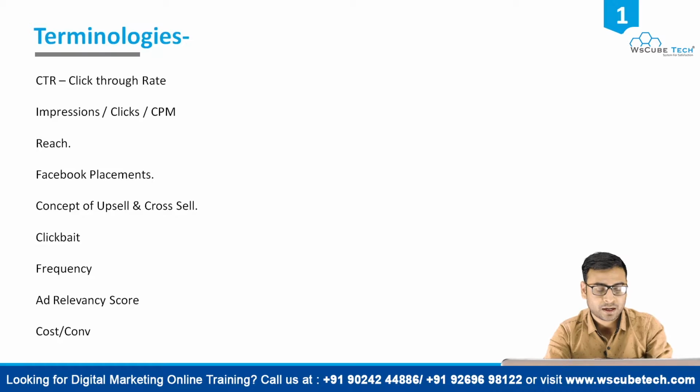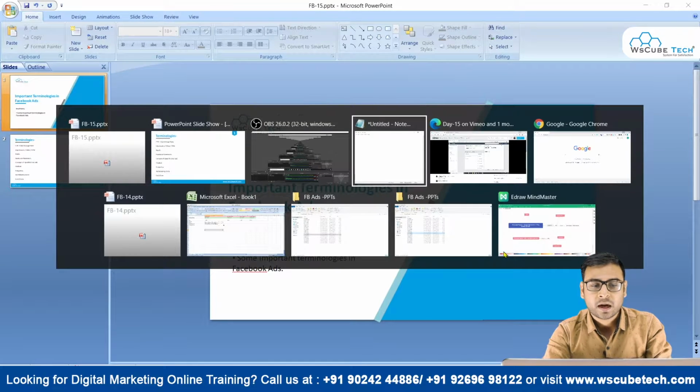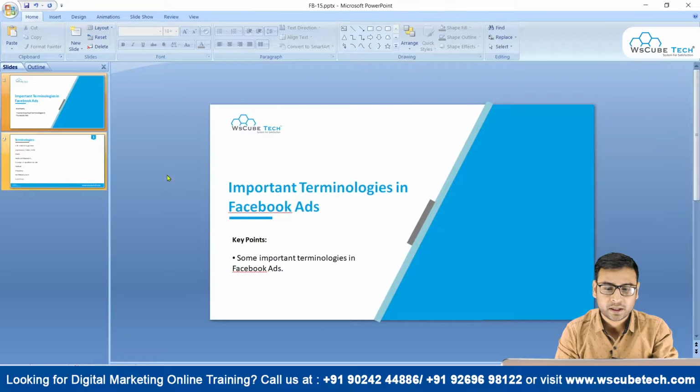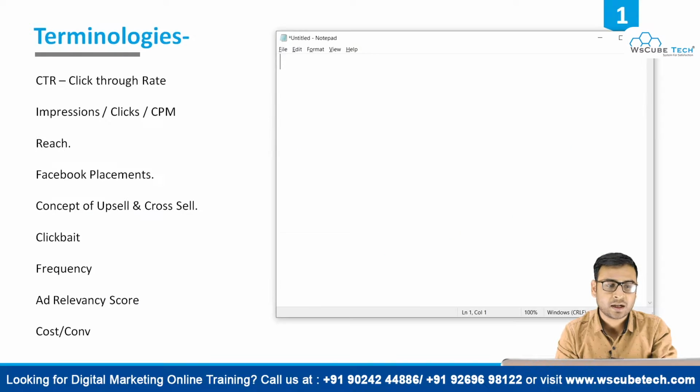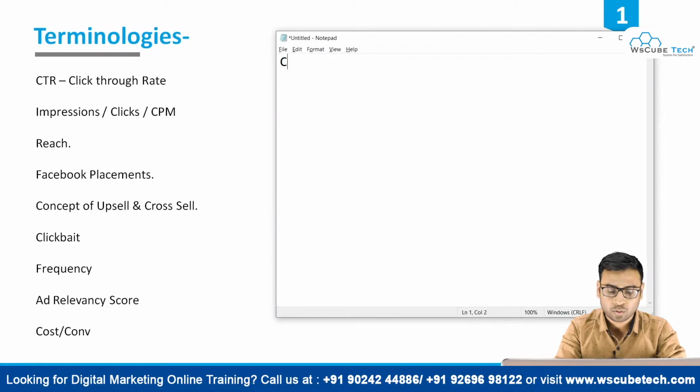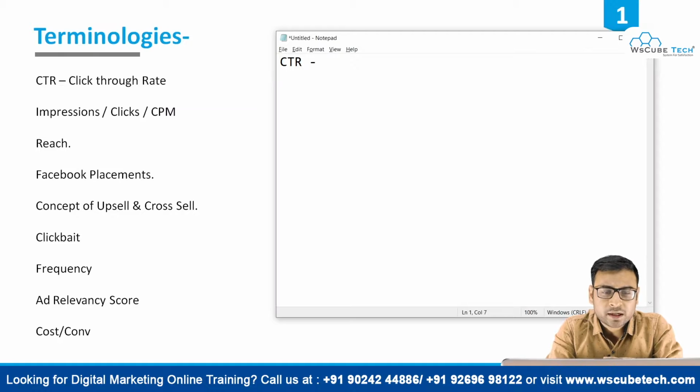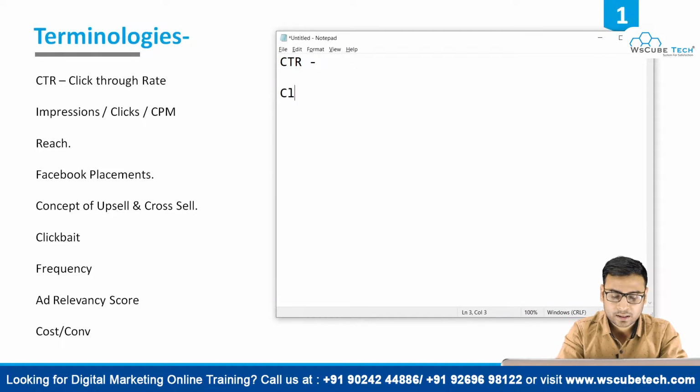So first of all, what we are seeing over here is click-through rate, and let me explain each and everything in detail. The first thing we have over here is click-through rate, right? Now what is click-through rate? Click-through rate is basically a ratio of clicks divided by impressions. And when we say rate, it means percentage, so it's clicks over impressions into 100, right?